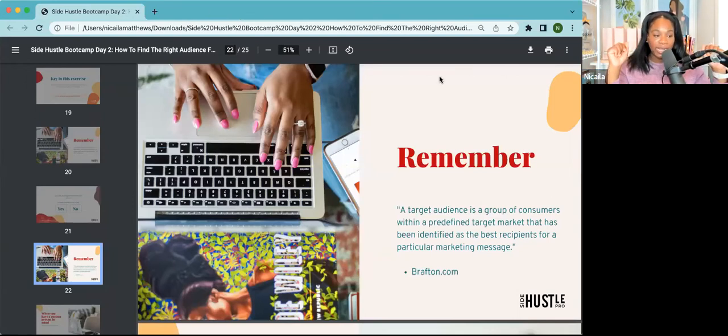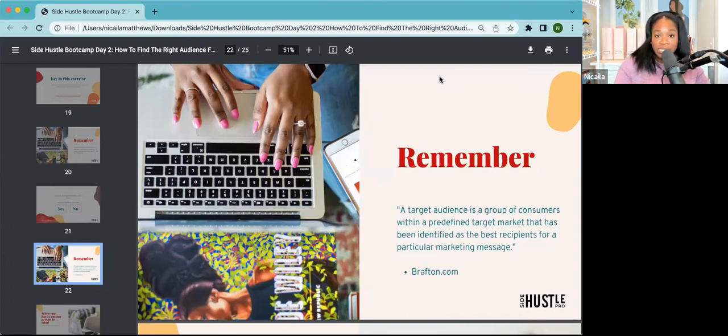So remember, a target audience is still a group. It's still a group of consumers within a predefined target market. So that means of all the people out there who take, for example, rideshare companies, of all the people in the world who want a ride, who want to be able to hail a taxi or a ride via their mobile phone, that's the predefined target market. A target audience is a group of consumers within that.